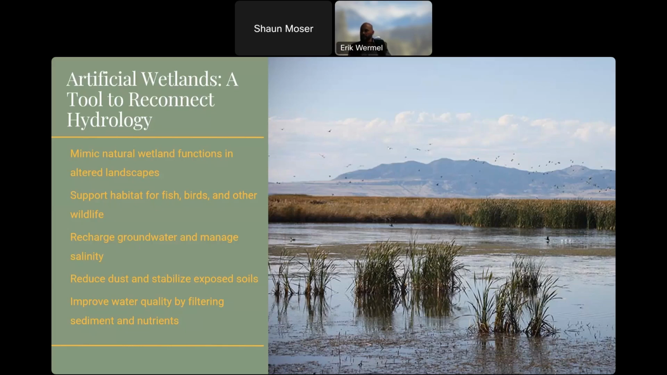So they function very similarly to natural wetlands, and even in highly altered landscapes, they can help restore water quality. They can help stabilize our soils and rebuild some of that lost ecological resilience. Right now, Utah manages around 300,000 acres of wetlands along the Great Salt Lake. And again, this is one of our most effective tools to reconnect hydrology and protect our water for the future.